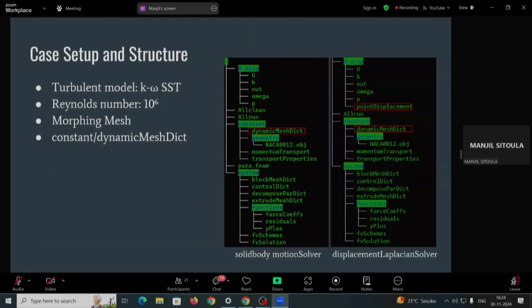We will be using the k-omega shear stress transport model, and the Reynolds number we will be simulating is 10 to the power 6, and we will be using a morphing mesh. What is different is that we'll have to include the dynamic mesh dictionary in the constant folder, which is different from the other static mesh cases. The only difference is the dynamicMeshDict for the solid body motion solver, and for the displacement Laplacian solver, we need to include the point displacement file as well. Which we will see now.